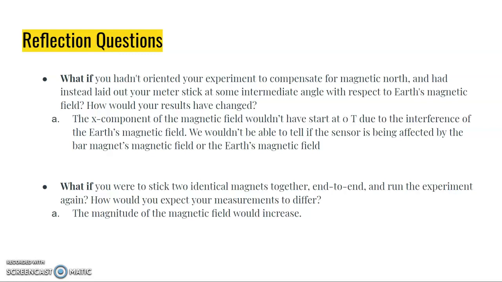What if you were to stick two identical magnets together end to end and run the experiment again? How would you expect your measurements to differ? Well, the magnitude of the magnetic field would increase. Not sure it would double, but it would definitely increase.